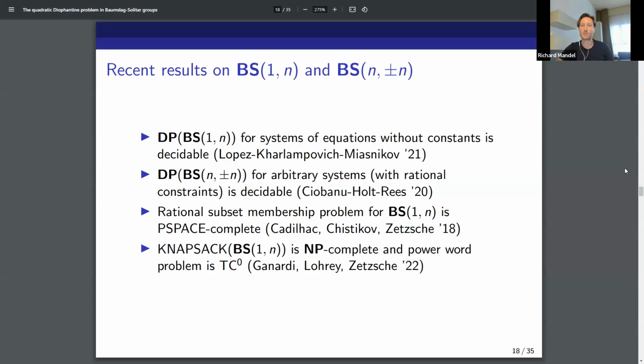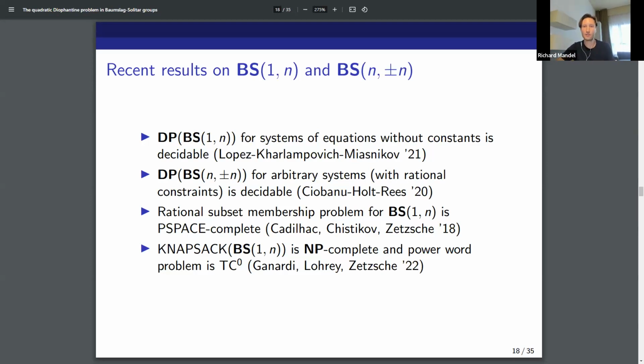So our equation is a word on the free group on the variables, and we seek a non-trivial solution which gives us a trivial word in BS(1,n). So this is decidable for systems of equations in BS(1,n). The arbitrary Diophantine problem for BS(n, plus or minus n), even where we demand that the solutions come from rational subsets, which are the images of regular subsets of a free monoid, was proven decidable by Ciobanu, Holt, and Rees in 2020.